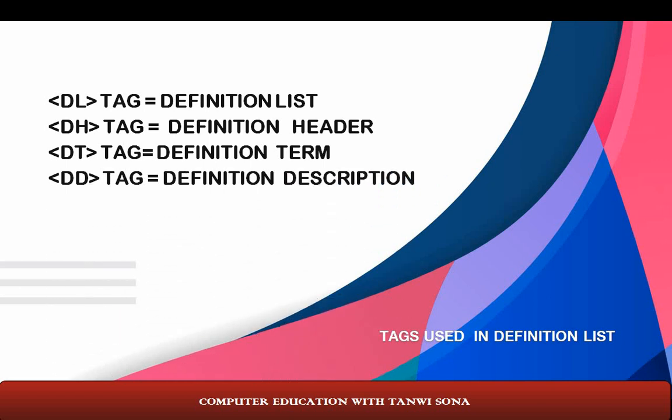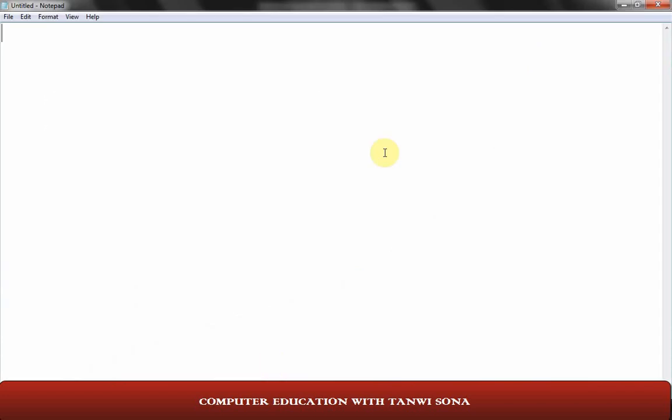Third one, definition term, DT. It is used to insert a list item in the definition list. Fourth, DD tag or definition description tag. As the name suggests, it is used to give the description of the definition term. Now let's see how to use these tags in a definition list.